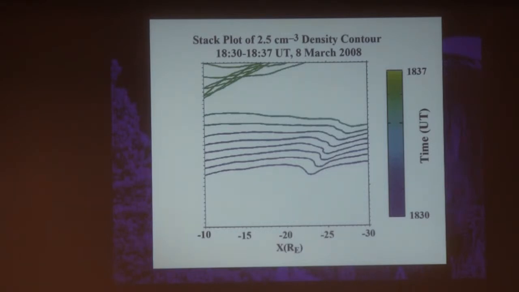And if you follow those streamlines, if you draw a line along the contour corresponding to 2.5 particles per cc density in the MHD simulation, and you stack it as a function of time, the y-coordinate means nothing. We just stack it so we can see it. Color coding is according to the time. So over the period of, say, 7 minutes, this thing unravels and it goes tailward. And if we just put lines around where we think the leading edge is, it goes from about 20 RE to 26 RE, and that's a speed of about 75 kilometers per second.